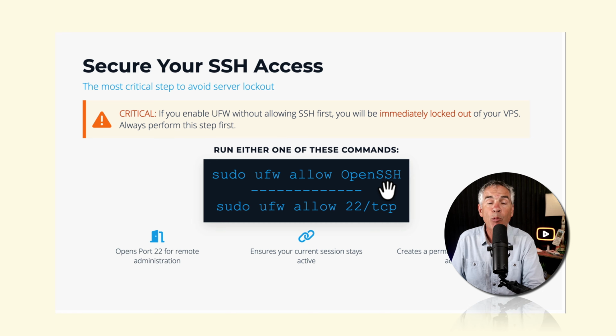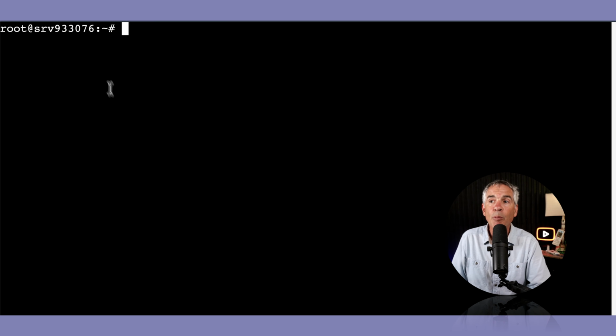They open up port 22, which is the port or the door number for SSH access. I'm going to go back to the VPS terminal. I'm going to type sudo ufw allow. Now I'm going to type in OpenSSH. That's just the name of the SSH service. It would work the exact same way if you put 22 for port 22 TCP.